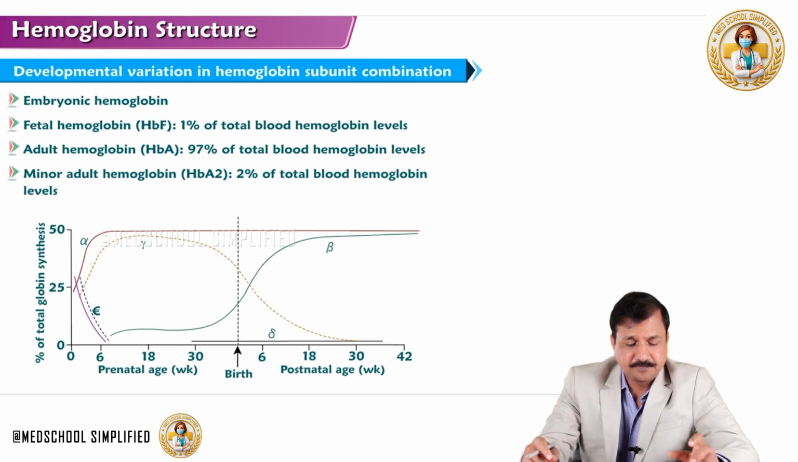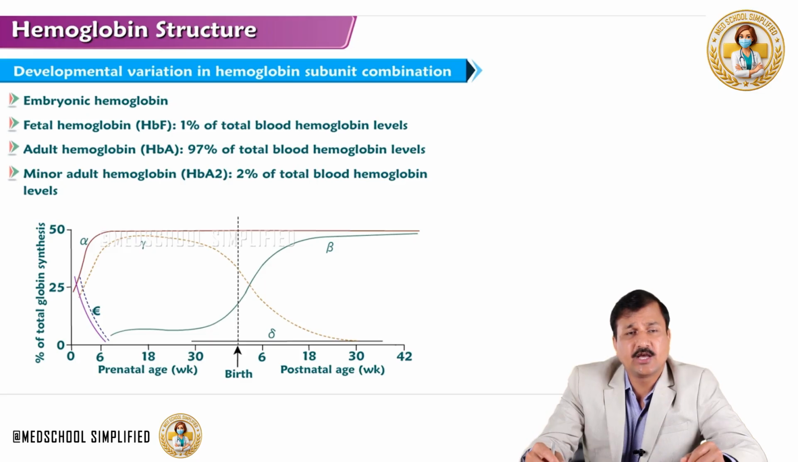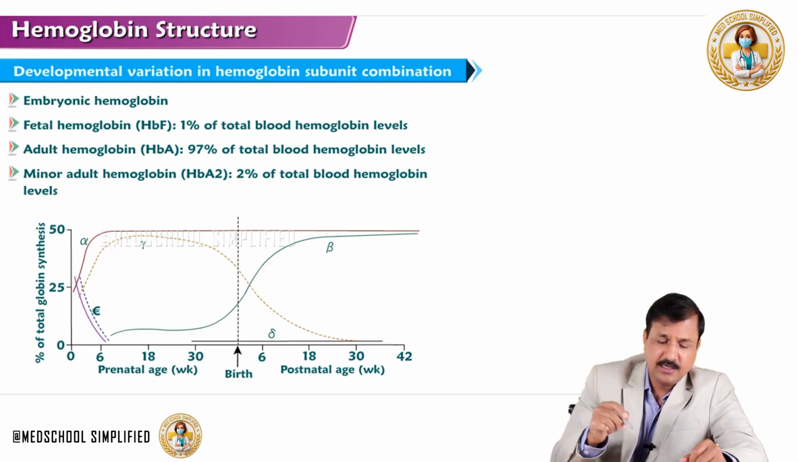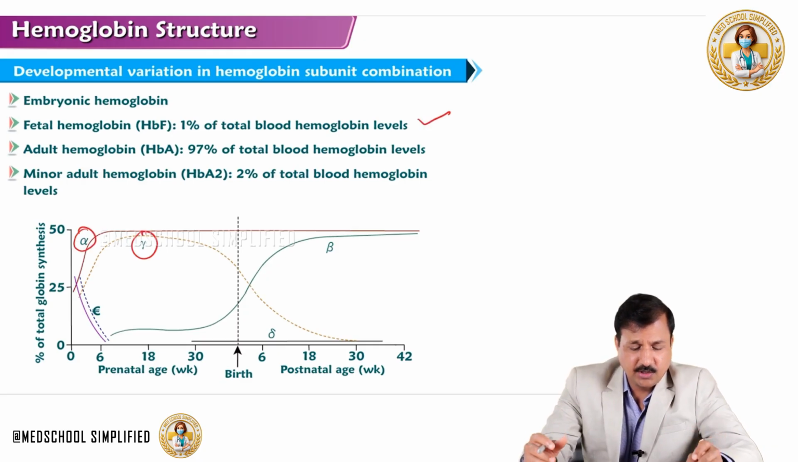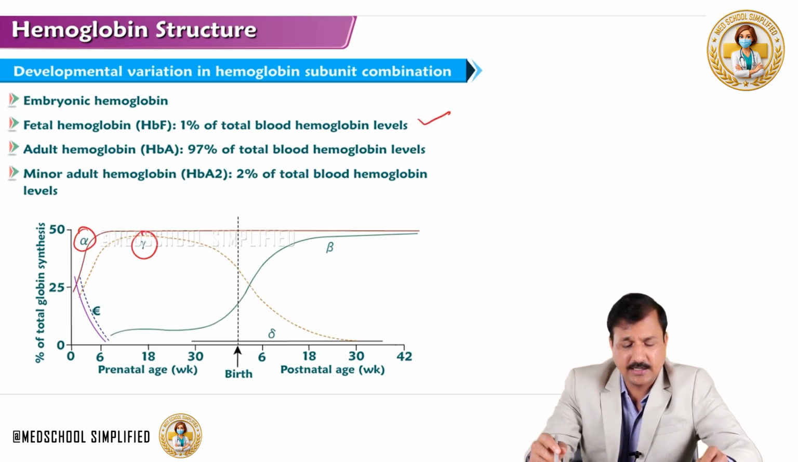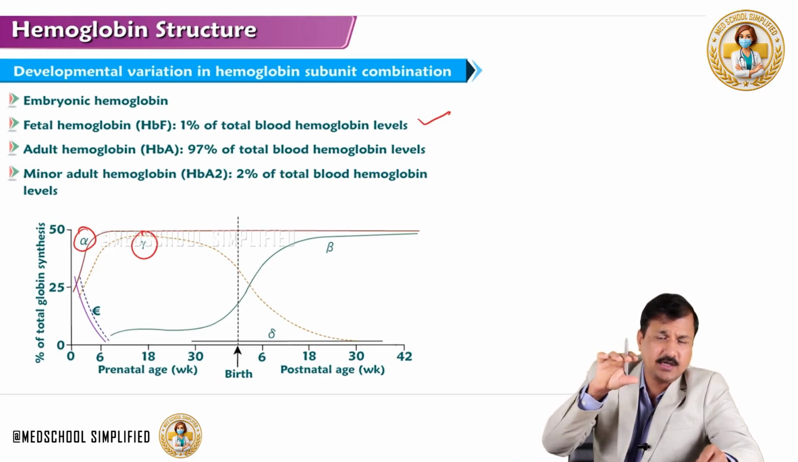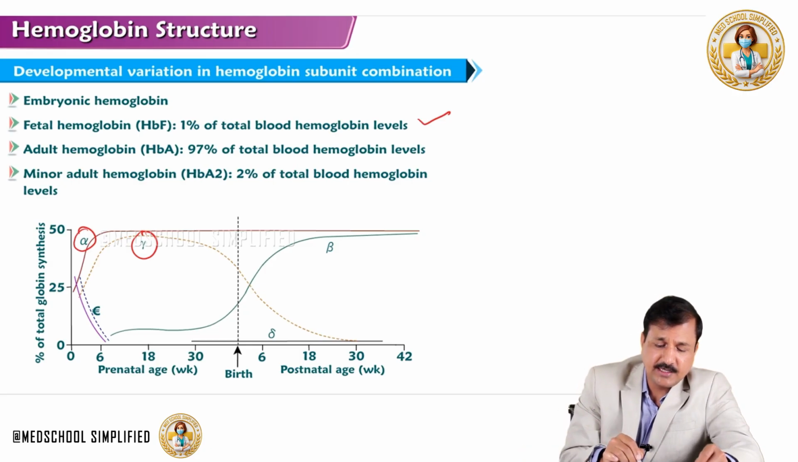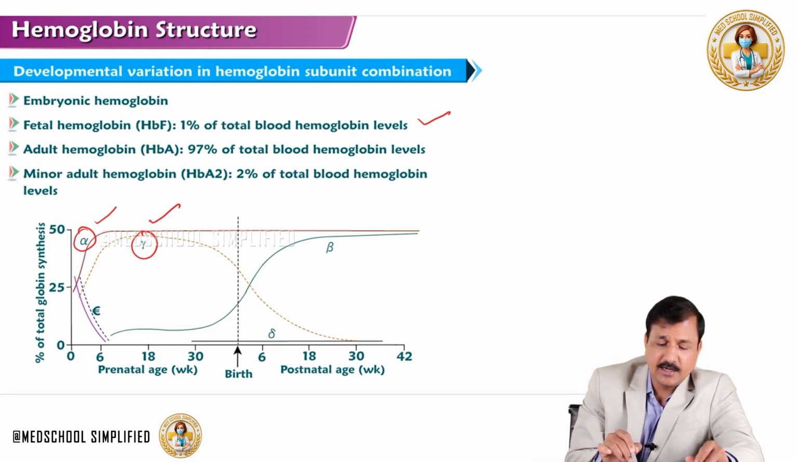Now let's look at the types of chains that can vary as development goes. Embryonic hemoglobin generally has epsilon 2 zeta 2 subunits. Fetal hemoglobin goes from 6 weeks prenatal life all the way into 6 weeks postnatal life. That's where fetal hemoglobin is predominant. It is the alpha 2 gamma 2 subunit combination. That's the fetal hemoglobin. Adult hemoglobin, written as HbA, has the alpha 2 beta 2 subunit combination.